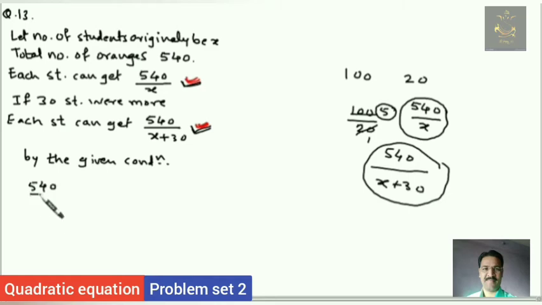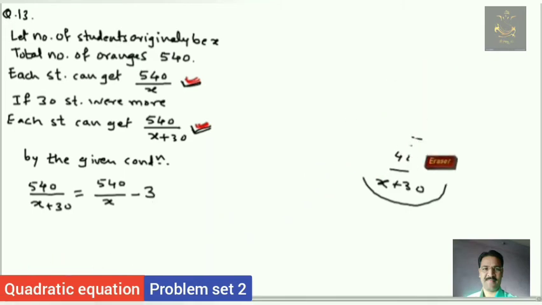540 upon x plus 30. Is that 540 upon x less than 3? Previously, students can get these number of oranges which are more than this one. That means this one is less than this by 3. Now this is the required equation which we have to solve.